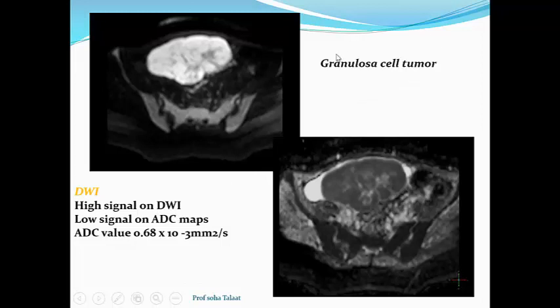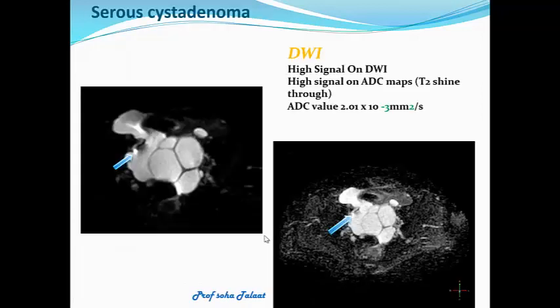This is a case of granulosa cell tumor. Note here, it is high signal on diffusion weighted image and low signal on the ADC map with an ADC value of 0.68. So all this fits with a malignant lesion. This is another case: serous cystadenoma with papillary projections inside. It is high signal on diffusion and high signal on the ADC map, which we say is T2 shine through. The ADC value is 2, so it is a benign lesion.